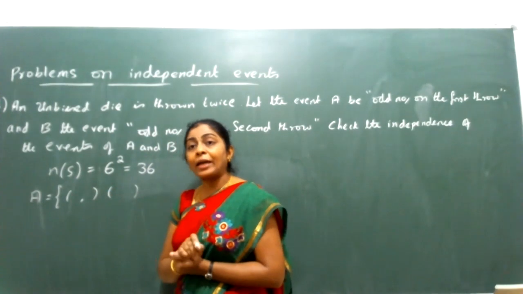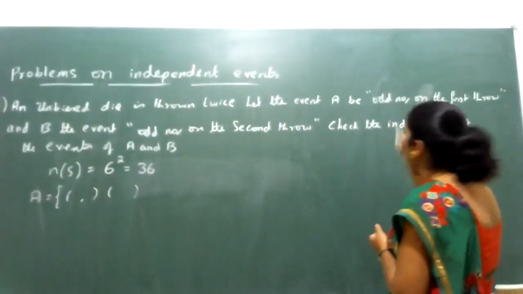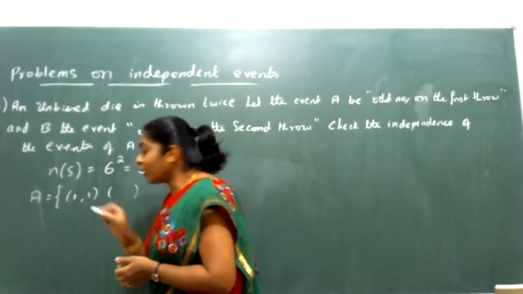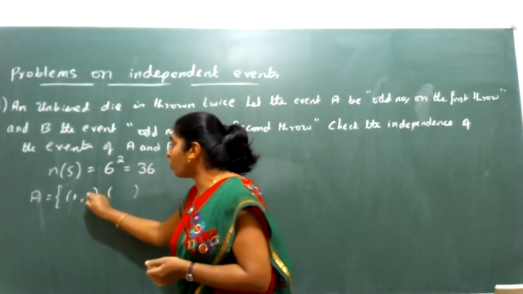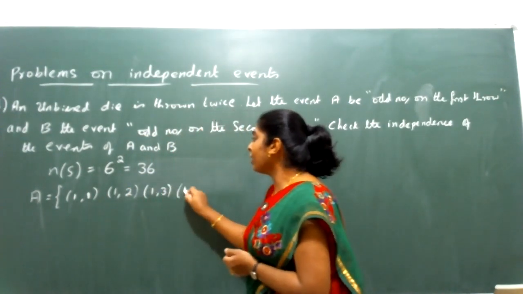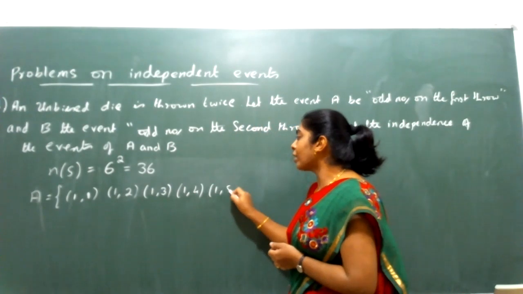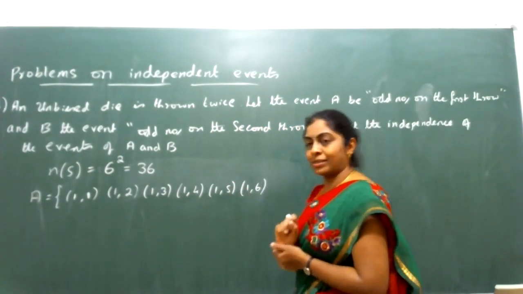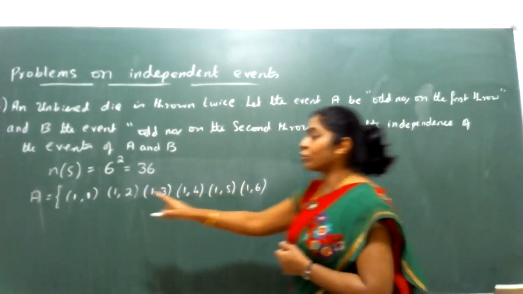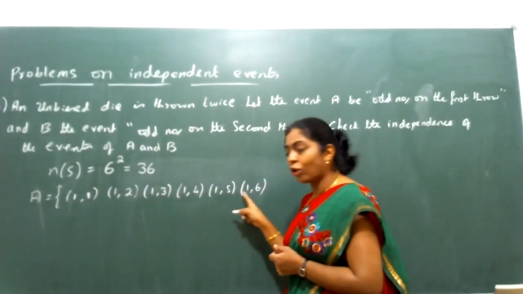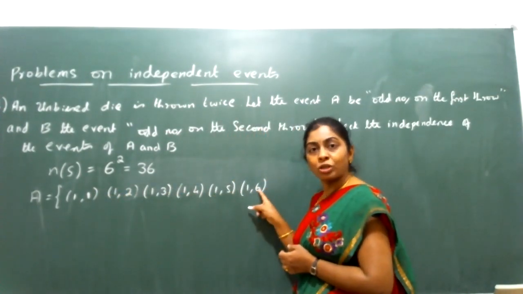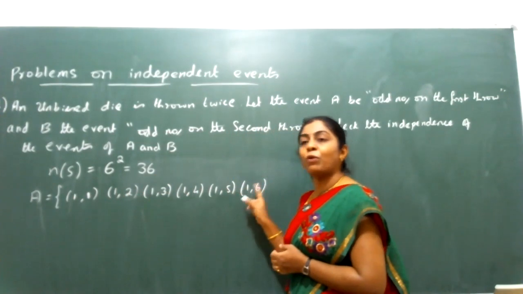So here I have to consider an odd number on the first throw. So 1 is an odd number. On the first it is 1 and the second again it is 1, then 1 comma 2, 1 comma 3, 1 comma 4, 1 comma 5, 1 comma 6. An odd number on the first throw, so the odd number is 1, that I have considered on the first. But on the second throw, I have changed to all the 6 faces possible on a die: 1, 2, 3, 4, 5, 6.